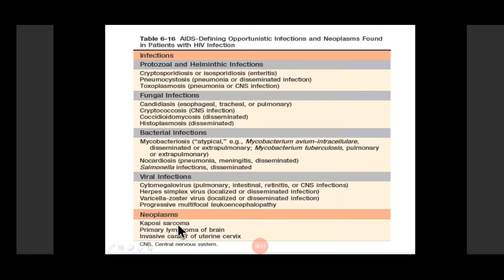and 3 neoplasms. One is Kaposi sarcoma, very important; then primary lymphoma of brain. These primary lymphomas of brain are very uncommon, so when we first encounter a primary lymphoma of brain, we ask the patient to get an HIV test done. Then invasive carcinoma of the uterine cervix. So these 3 neoplasms are very common in HIV individuals.